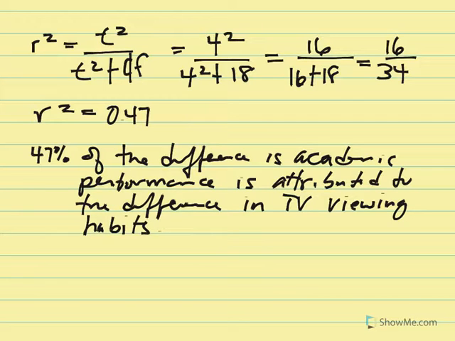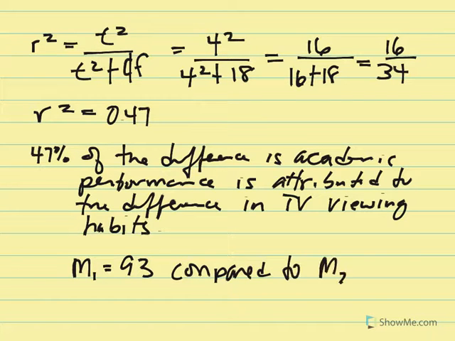So 47% of that difference, again, what we're talking about is the difference between an average of 93 compared to an average score of 85. That 47% of that difference, again, the difference is 8 points, is due to the fact that they had different TV watching habits, that one group watched Sesame Street and the other did not. And according to our table for R squared, presented in the previous chapter, anything above 0.25 is considered large.